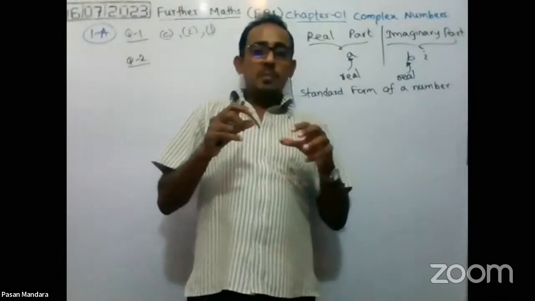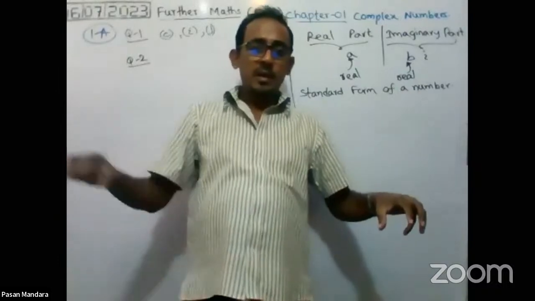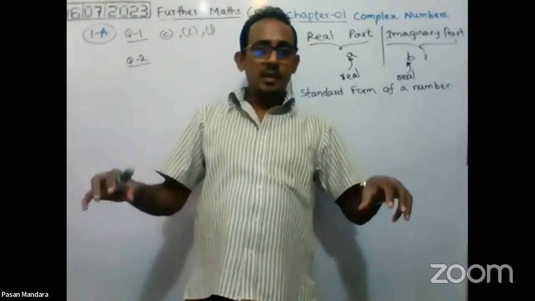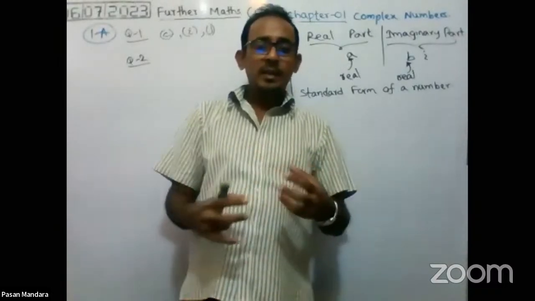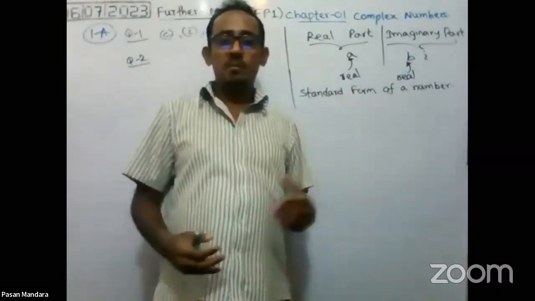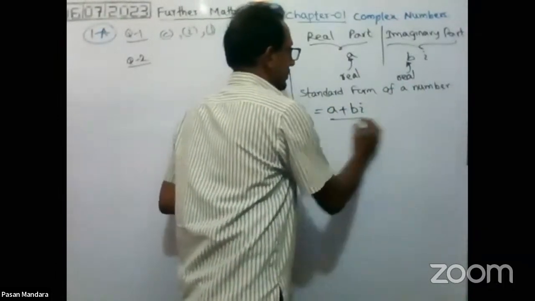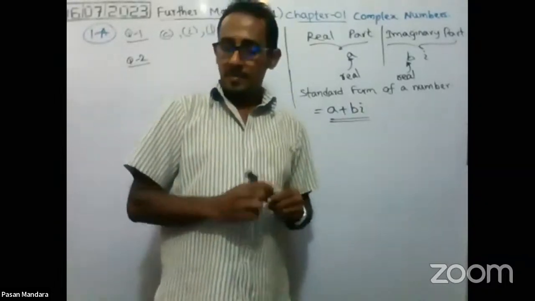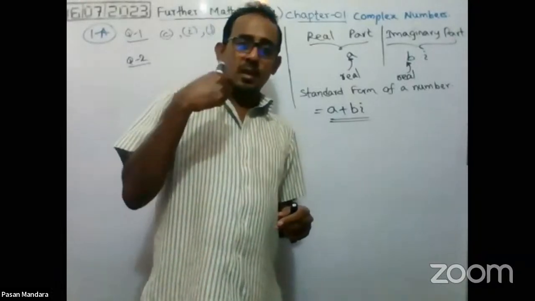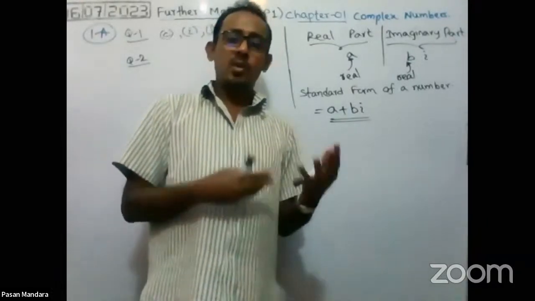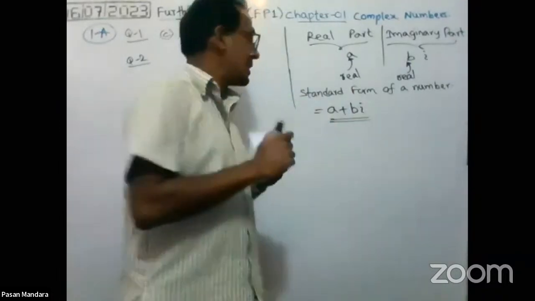Now, the complex number: the whole number set, we divided into real numbers and imaginary numbers. The real number is a, the imaginary number bi, where a and b are both real, but bi is imaginary. Once you put them together, the standard form of a number is a plus bi. If b is 0, it's real only. We are not going to say complex, but that is also a complex number, where the imaginary part is 0.